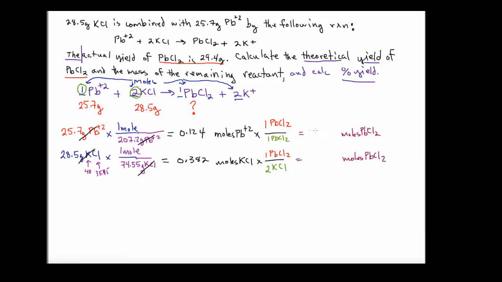So the top stream is going to yield 0.124 moles of the lead chloride, and the bottom one is going to yield 0.191 moles of lead chloride. So now, comparing my two numbers, you can clearly see that the top stream is producing less lead chloride than the bottom one. So I'm going to come over here and I'm going to circle this. This is my LR right here. And my excess is the KCl.